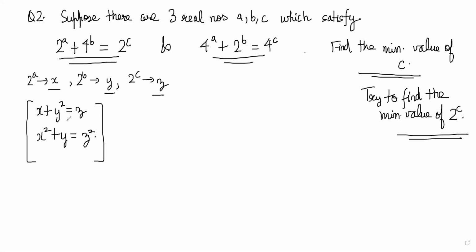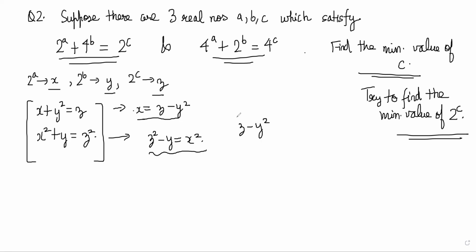And we have to think about what is the minimum value of Z, right? From the second equation, we can say Z squared minus Y is equal to X squared. And from the first equation, we can say that X is equal to Z minus Y squared, right? So using these two relations, we can equate X squared by saying (Z minus Y squared) whole squared should be equal to Z squared minus Y. Expanding it, we get Z squared plus Y^4 minus 2ZY squared is equal to Z squared minus Y.